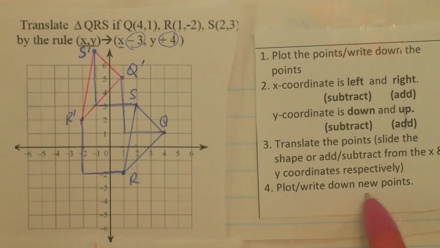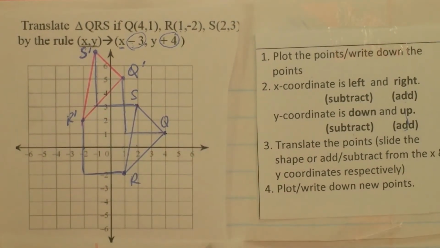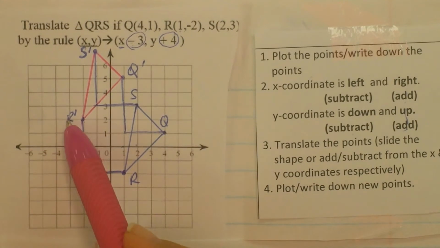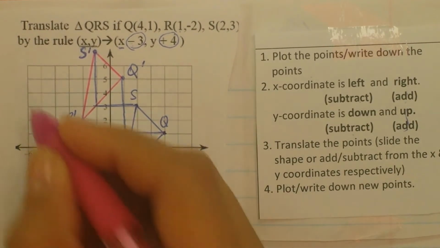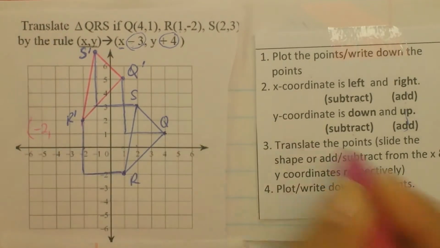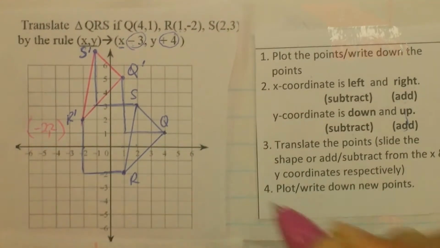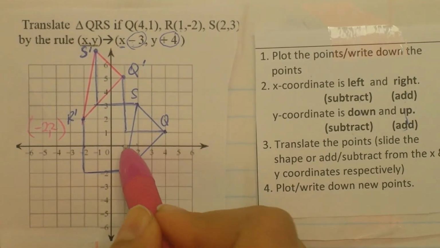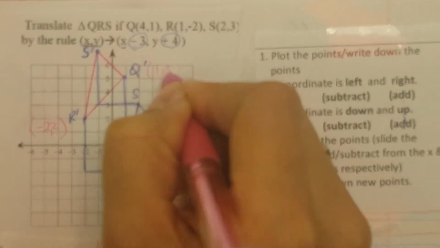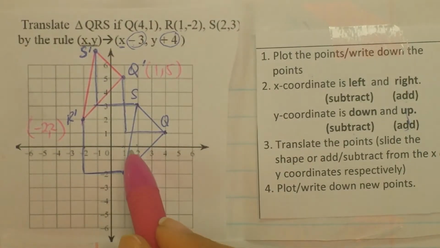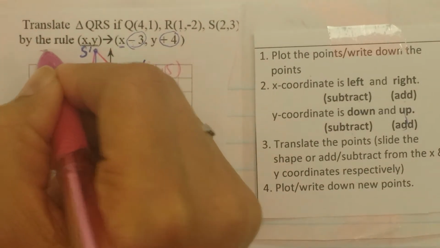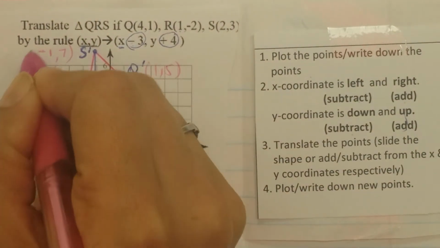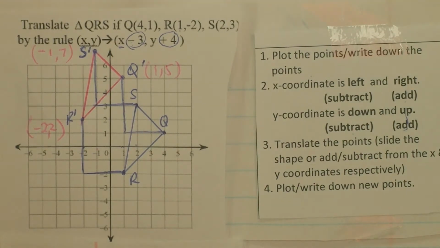So it says plot, write down new points. So I plotted them. And if the question was, what is point R prime? Well, point R prime is now -2, 2. Since it says write down my new points, I'm going to go ahead and do that. Q is now 1 and 5. And S is now -1 and 7. Okay, that's basically a translation.